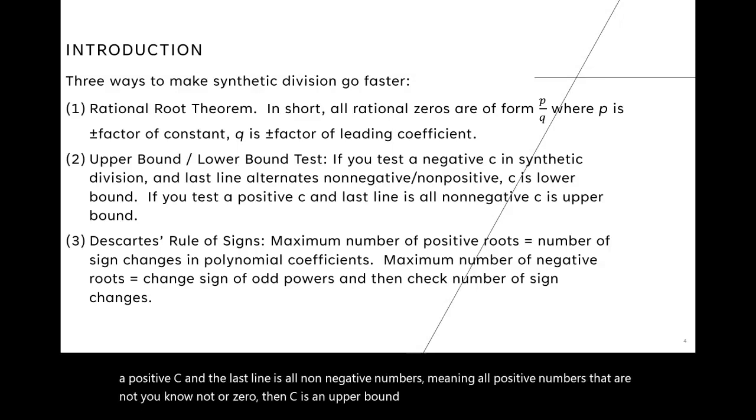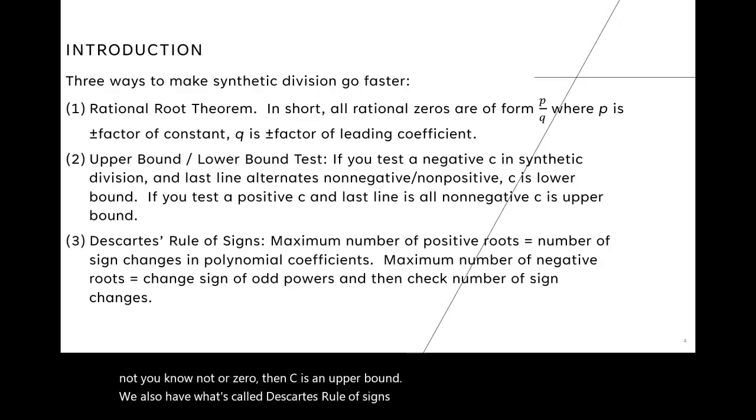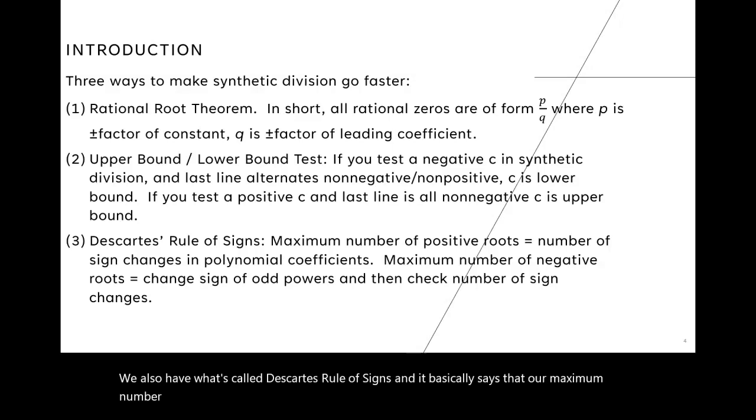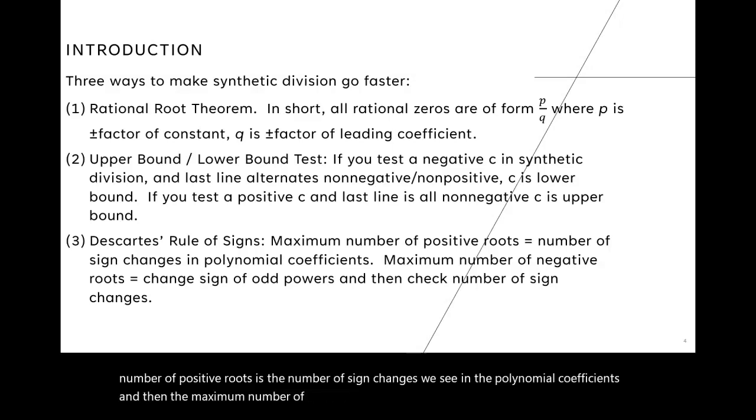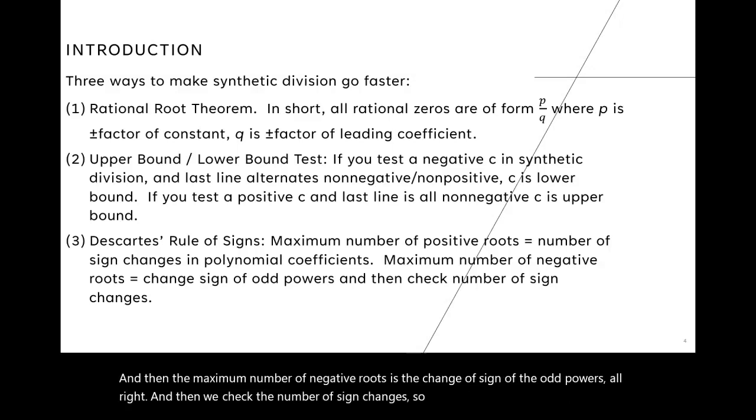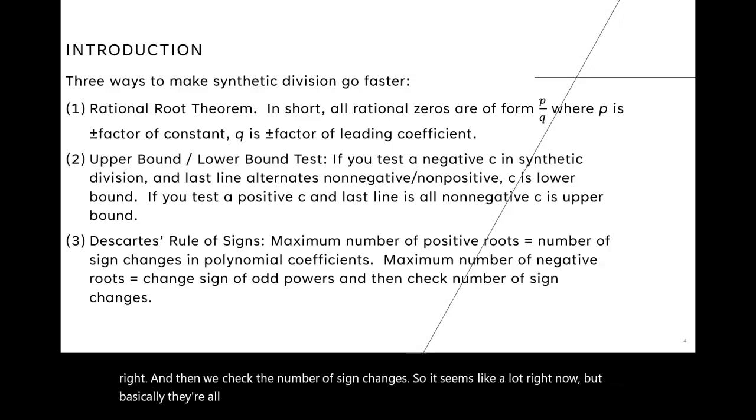We also have what's called Descartes' rule of signs. It basically says that our maximum number of positive roots is the number of sign changes we see in the polynomial coefficients. And then the maximum number of negative roots is found by checking the sign changes with the odd powers changed. So it seems like a lot right now, but basically these are all hidden tricks that you can see in a polynomial that'll help make this synthetic division go faster.